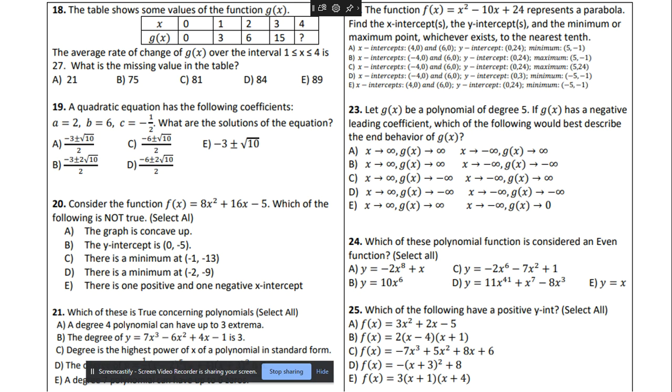Okay. 18 was a little confusing for several people. It is unfortunately typed out. It looks like this is number 27. It's telling you that the average rate of change on this interval is 27, and it's asking you what value is missing from the table.